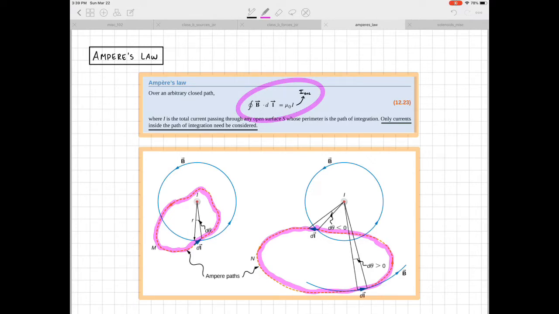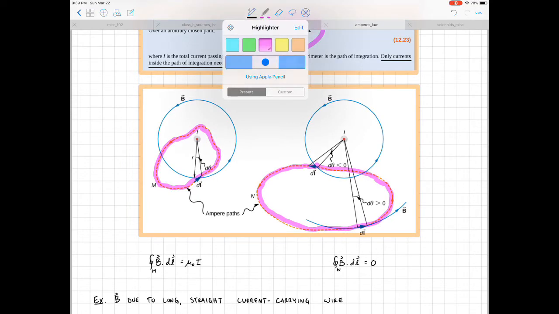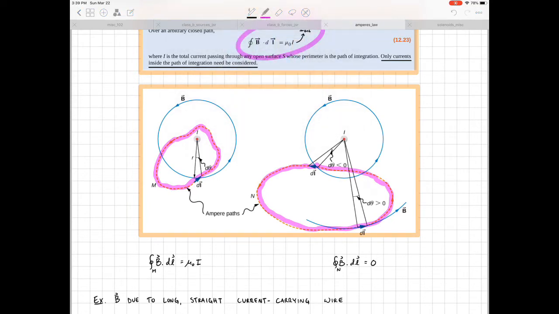and on the right-hand side there's no current inside. And so the awesome thing about Ampere's law is that immediately you can say the following. On the left-hand side, that path integral B dot dl over the path M has got to be equal to mu naught I. And on the right-hand side, that path integral B dot dl over the path N has to be equal to 0.